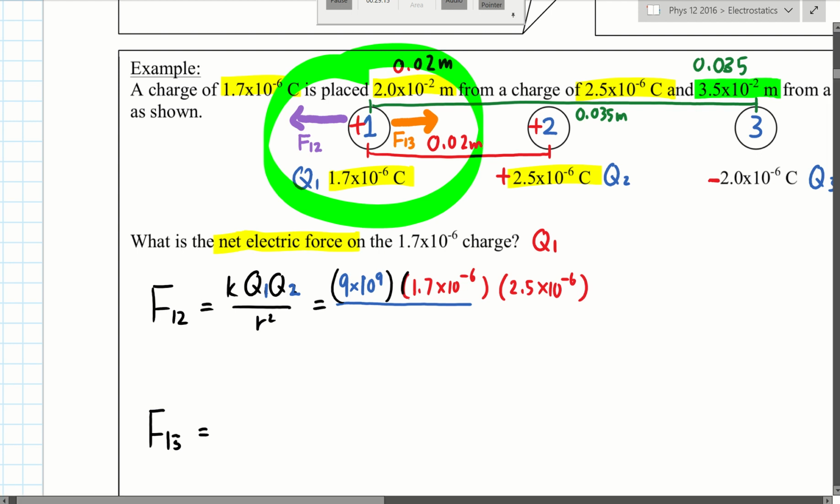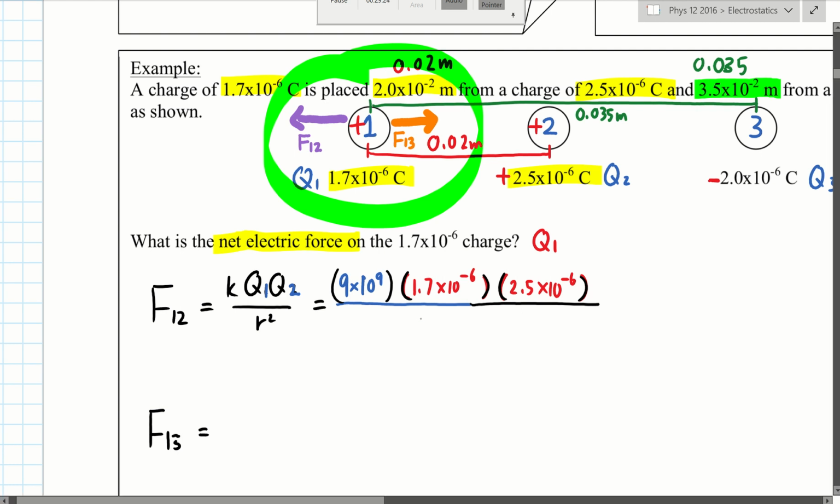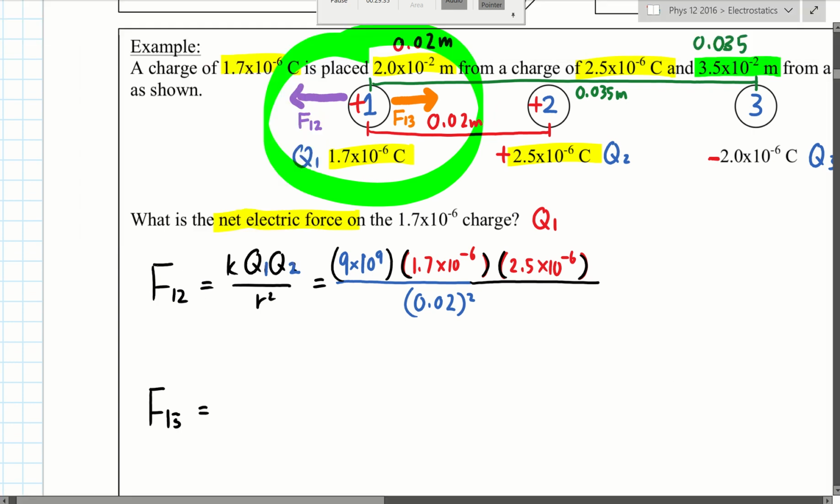Okay, so I have K, Q1, Q2. Now they're all positive, so I don't have to worry about anything. The distance between them, that is a number I need. That is 0.02 meters. Make sure I square that. Okay, so now this will give us the purple force, the F12, the purple force. Now the purple force turns out to be approximately 96 Newton.